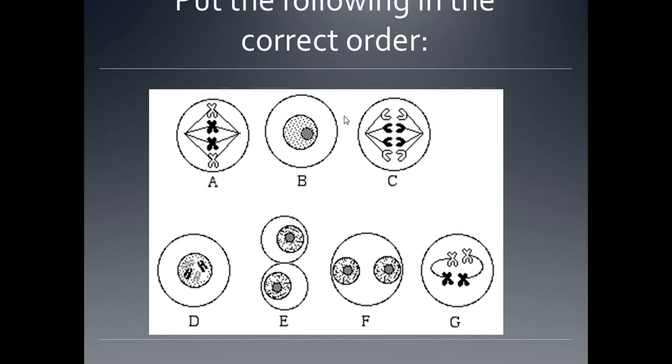First, to remember the stages in order, remember PMAT. Remember pro is pre, meta is middle, ana is apart, and telo is when they split.